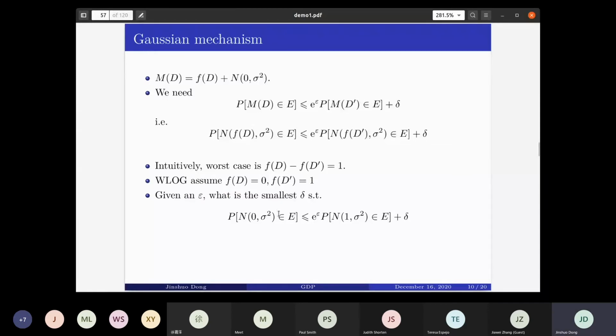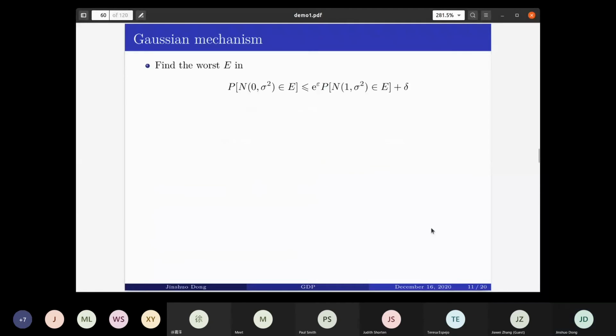But anyway, now we have made a significant simplification. Now the two distributions we want to investigate are simply normal 0 sigma squared and normal 1 sigma squared. And we have fixed epsilon. We just want to figure out what is delta. However, the difficulty comes from this event. We want this inequality to hold for arbitrary events. So we need to remove the quantifier for E. This has been a little bit technical, so please feel free to interrupt me if you get lost. I want to make sure that you understand the basic logic.